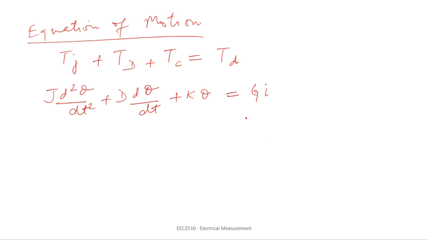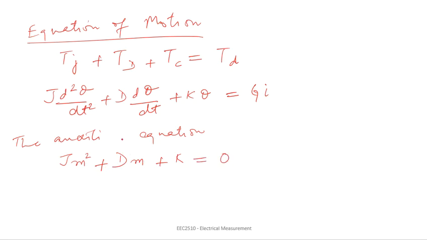So whatever the solution of this differential equation is, let's suppose I write the complementary function. Then the auxiliary equation will be j times m square plus dm plus k equals to 0. Okay, so this thing has been assumed to be this m.